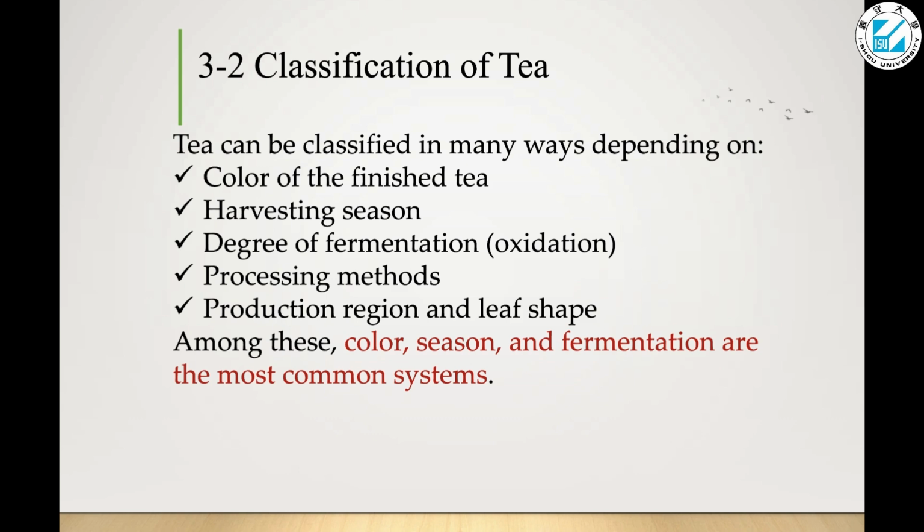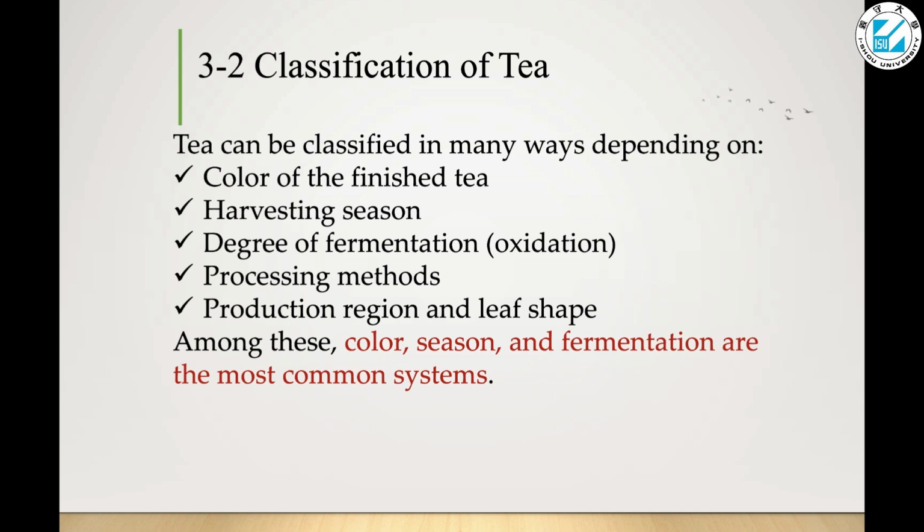Tea can be classified in many ways, including season, harvest time, or color. Tea has different colors. Another way is you can classify tea by fermentation or oxidation. Fermentation means oxidation. Another way to classify tea is by processing procedures. For example, green tea, white tea, oolong tea, or black tea have different processing procedures. That is one of the classification methods.